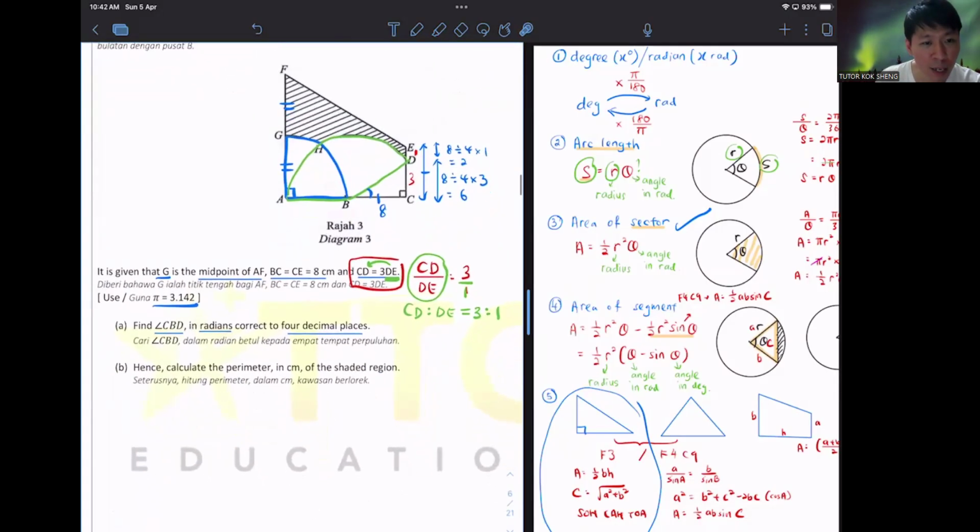Okay, where did I stop here? Oh, okay, just now we said that for part A we're finding an angle, correct? So for the right angle triangle, we're using SOHCAHTOA to find the angle. I think I'll write here first.